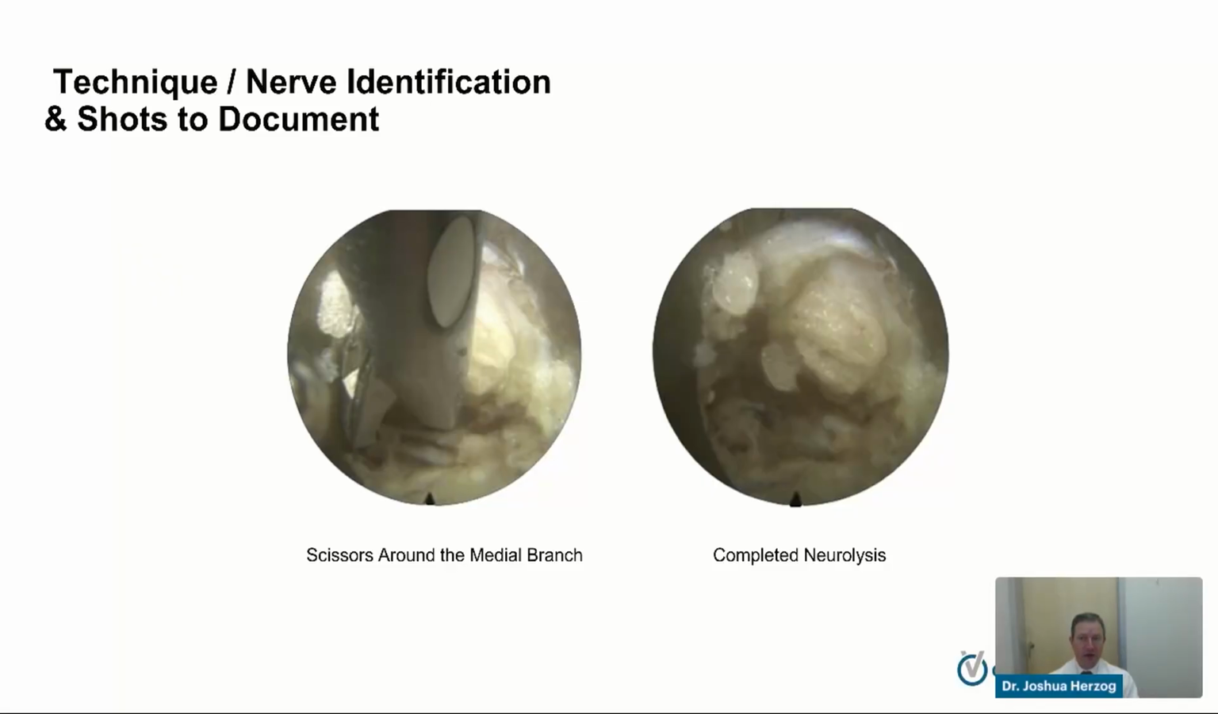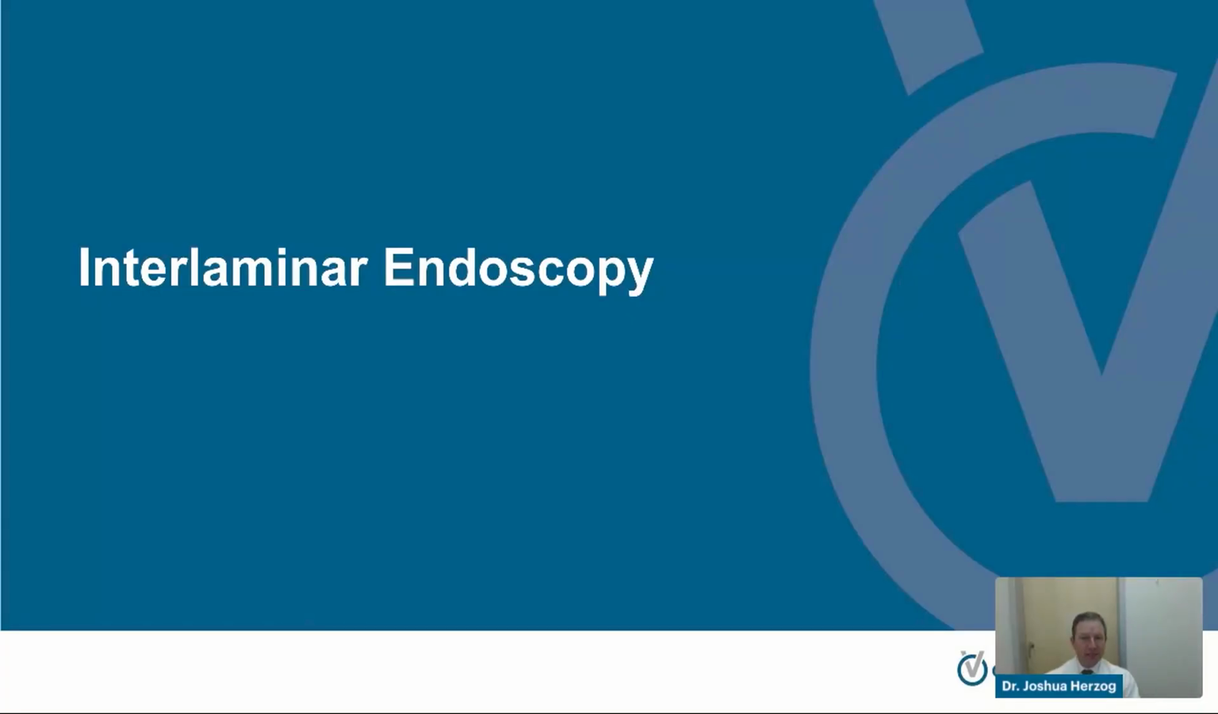But the key is to find the nerve and get it so that it's no longer innervating that facet joint and generating the pain. So the next one is the interlaminar endoscopy, and this is very similar to what we currently do, the microdiscectomy.